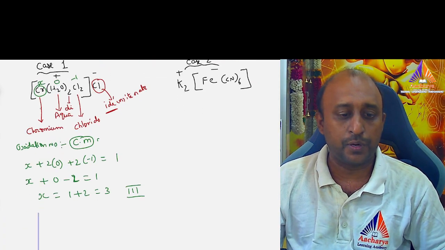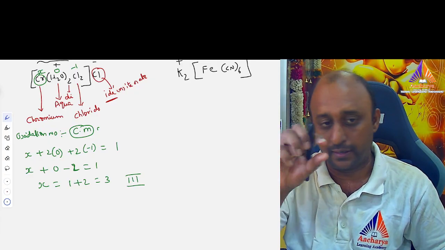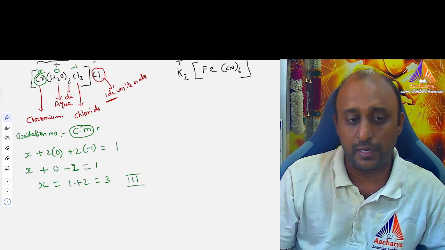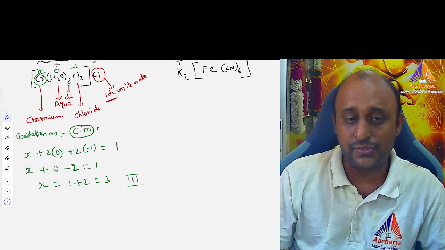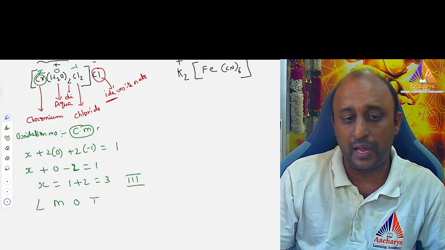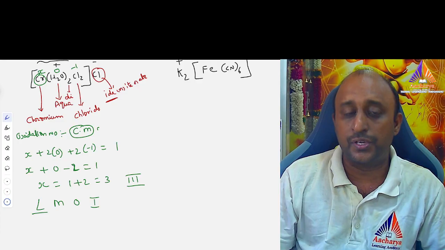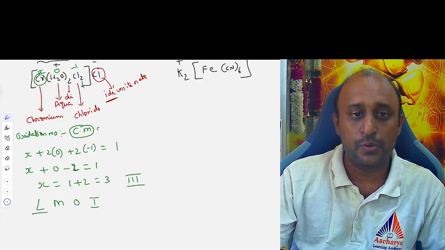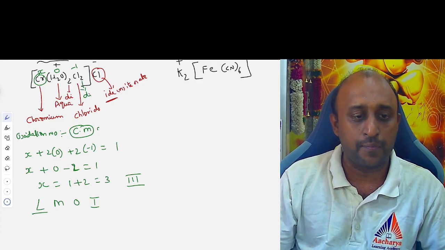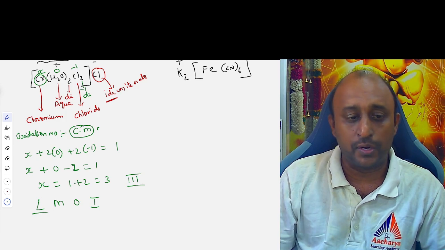Now coming to the next step, writing the name in the pattern. The pattern is alphabetical order, and the pattern is LMOI. L stands for ligands in alphabetical order. Here we have 2 of each, so we get di. Writing in alphabetical order: diaqua, dichlorido. I'm talking about the ligands, which are H2O and Cl, and then the metal.